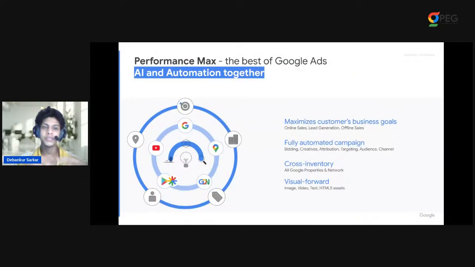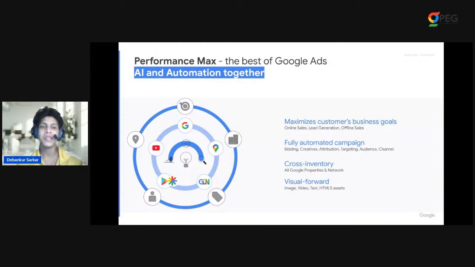So just to put it simply, Performance Max is really the best of Google Ads AI and automation working together. It's about leveraging the sophisticated machine learning capabilities of Google's AI to streamline and enhance your advertising efforts across the entire Google ecosystem. Think of the AI at the core, constantly analyzing data and learning to find the optimal combinations of audiences, creatives, and placements to achieve your specific goals. This intelligent engine fuels the entire Performance Max system as well.